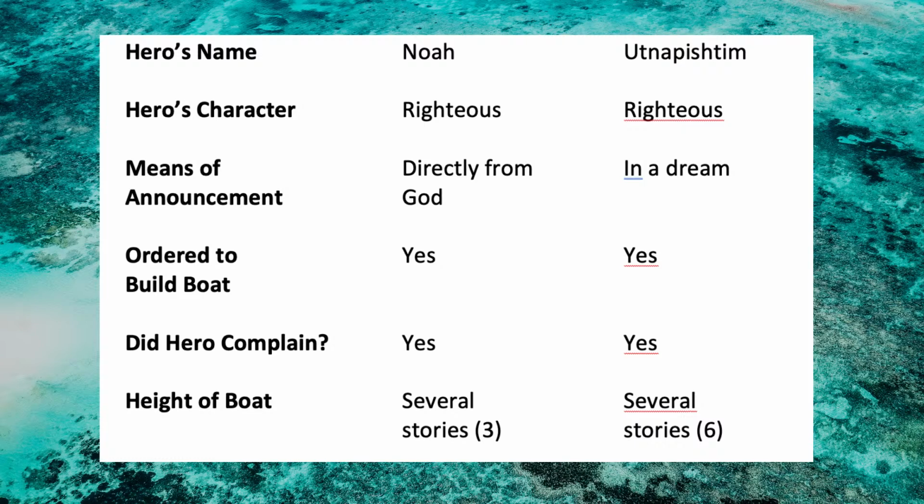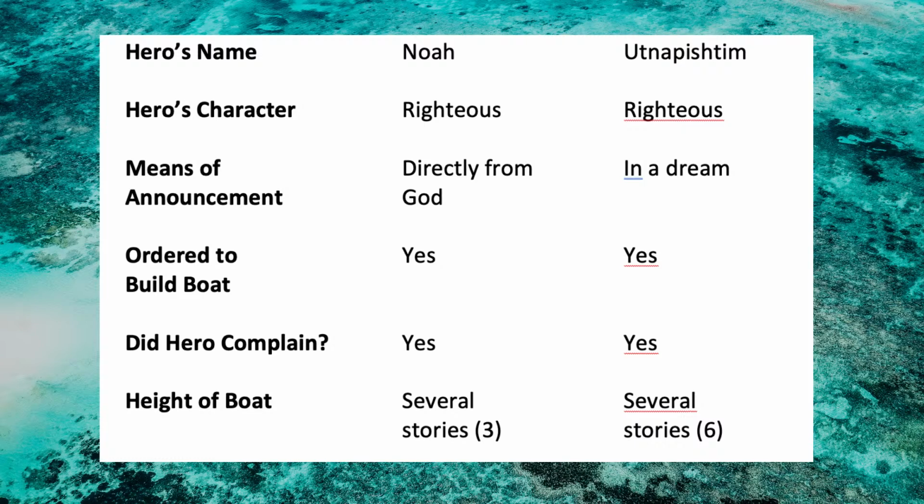The hero's name is Noah in Genesis, and in Gilgamesh, it's Utnapishtim. And the hero's character is righteous in both the Genesis and the Gilgamesh epic. The means of announcement are a little bit different. In Genesis, Noah hears directly from God, and in Gilgamesh, Utnapishtim receives a dream. And he's ordered to build a boat in both stories.